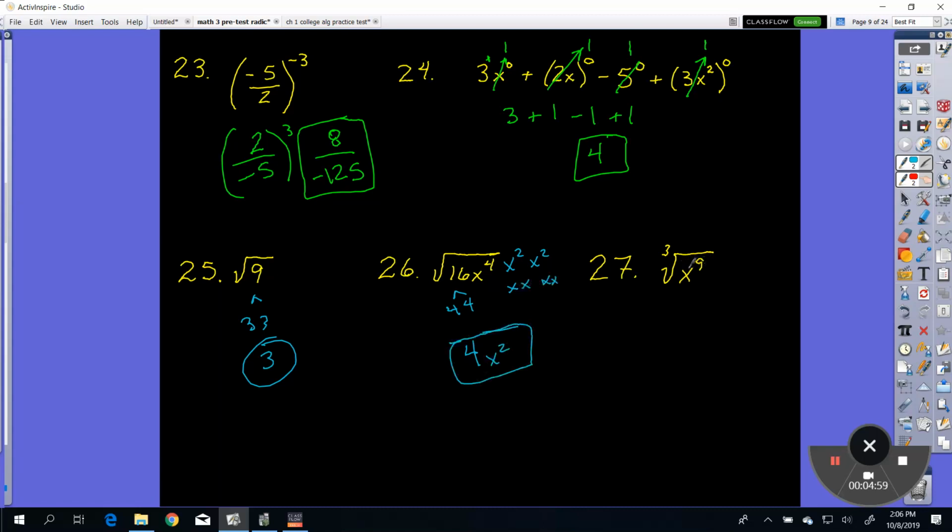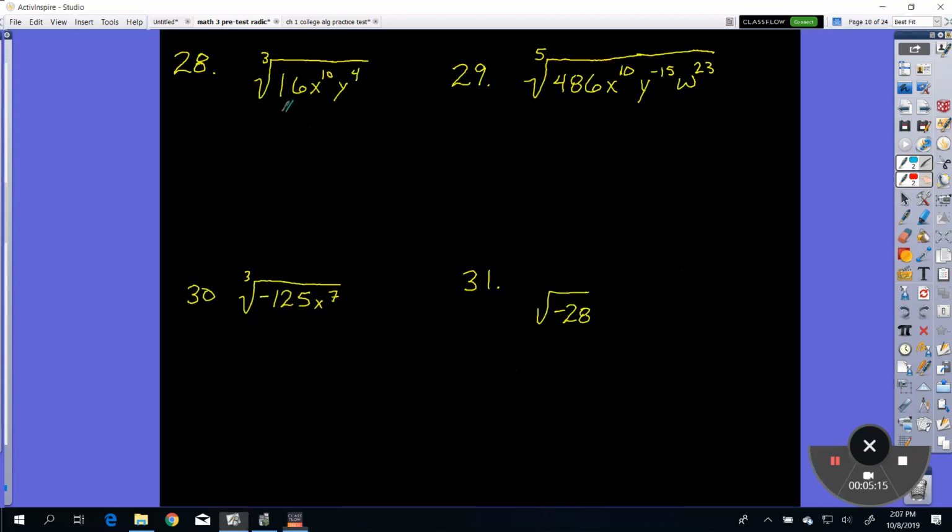On 27, x to the ninth, we're looking for how many groups of 3 we can make. So if I were to write out x to the ninth as it is, we see that there are 3 groups of 3. So that makes x cubed. So on 28, groups of 3, 16 is 4 times 4. 4 is 2 and 2. So there's one group of 2's. So there's 3 2's there. So they come out, but the other one doesn't get to come out.